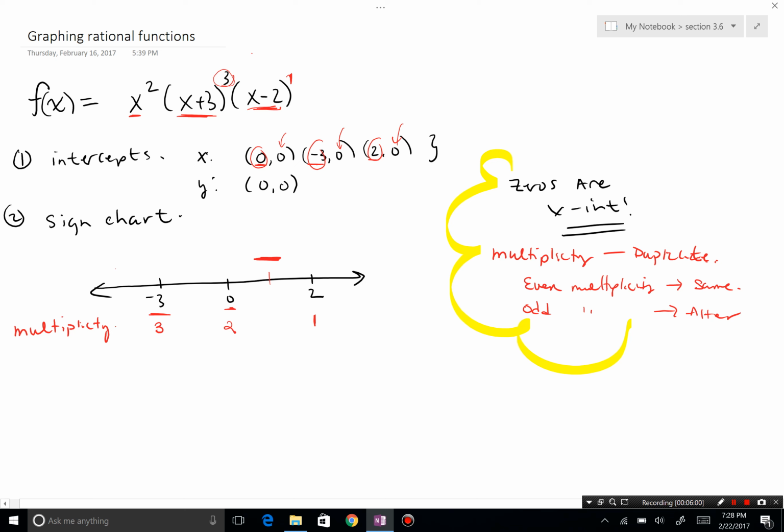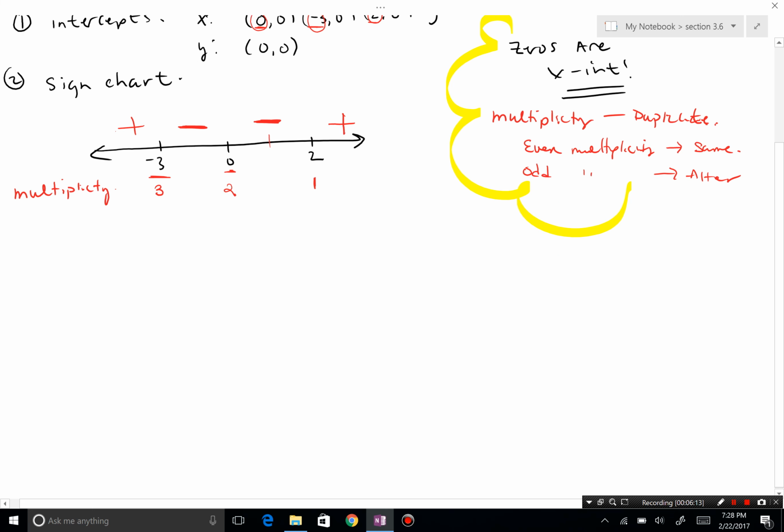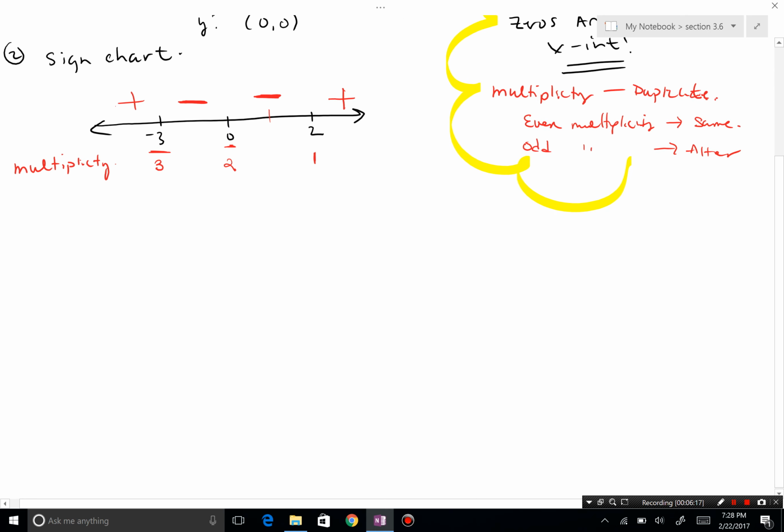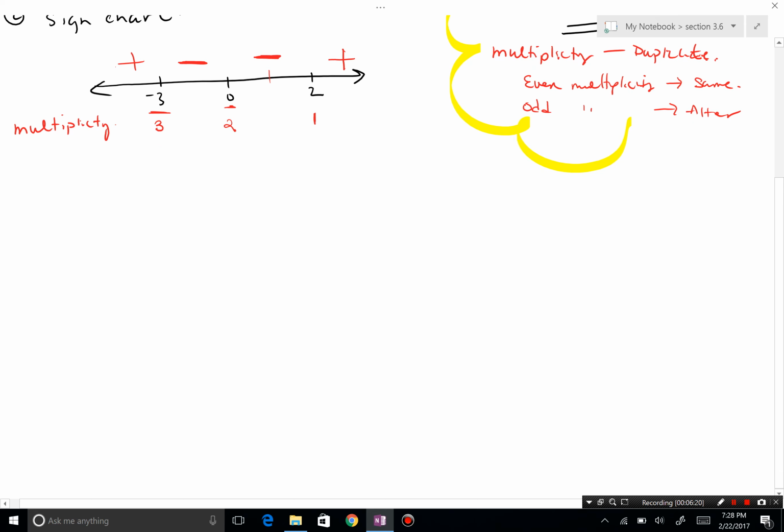So here we go. If it's odd and this is negative, then it should alternate. If this is negative and this is even, it should stay the same. If it's odd and it's negative, it should alternate. Done, done, and done. All right, I know we haven't even gotten to actual graphing of rationals yet, but we'll get there soon.